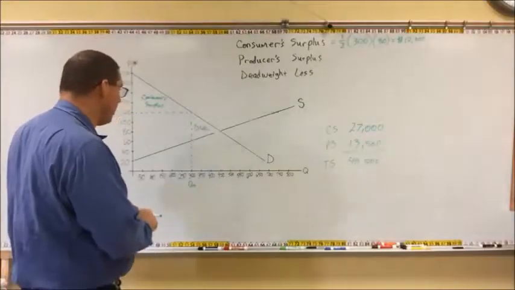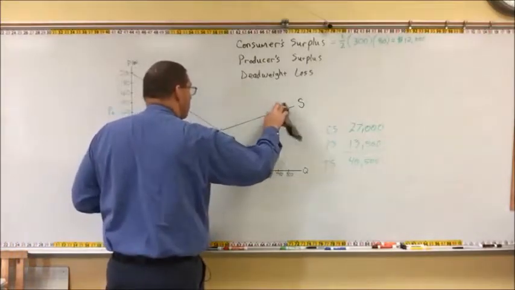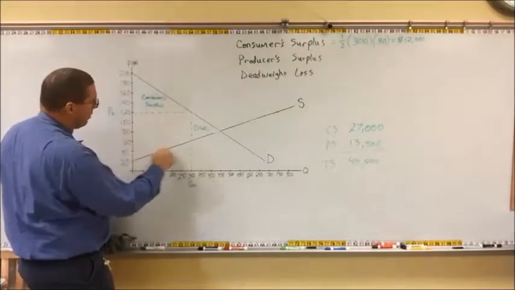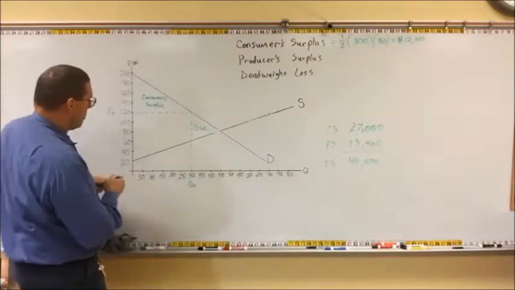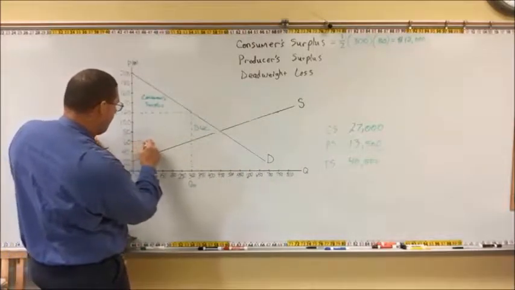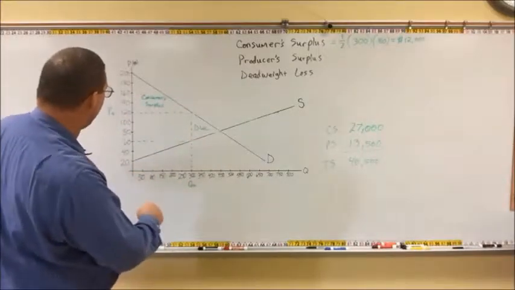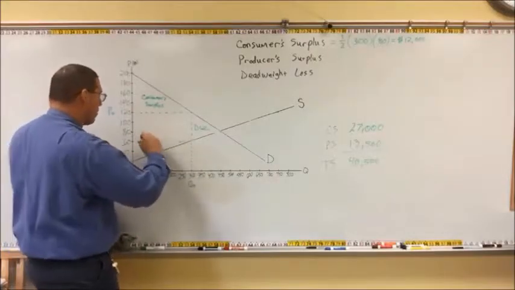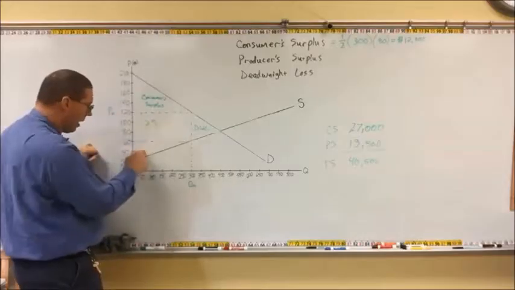What I do want to show you here is that producer surplus is this weird looking trapezoid right here. That's a trapezoid. And this trapezoid is made up of a rectangle and a triangle. This whole thing is producer surplus, here and down here.